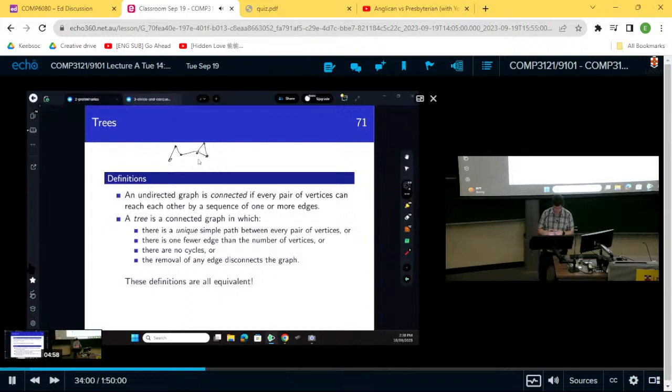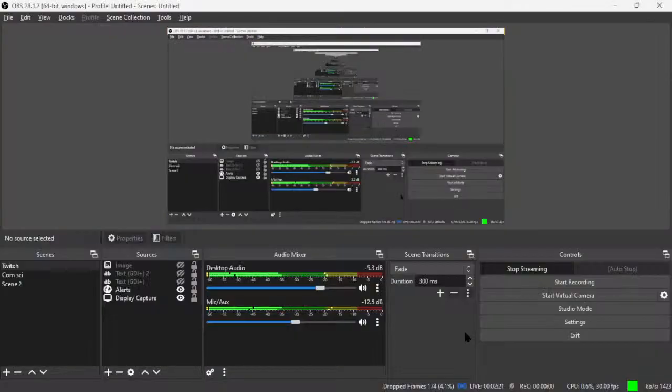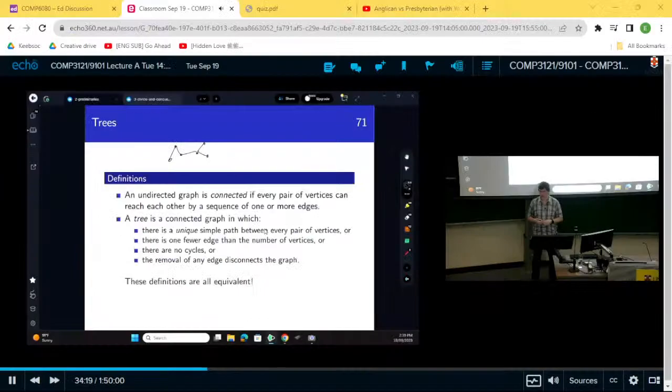So in order to make this a tree, I should remove one of the edges. And there are many equivalent definitions of trees. It's a connected graph in which there's a unique simple path between every pair of vertices, or alternatively, you could define it as a connected graph where there's one fewer edge than the number of vertices. The number of edges in a tree is n minus 1. Or it's a connected graph in which there are no cycles.